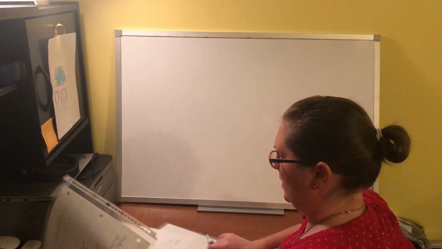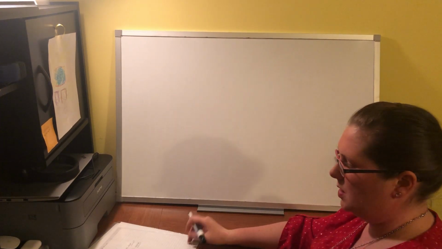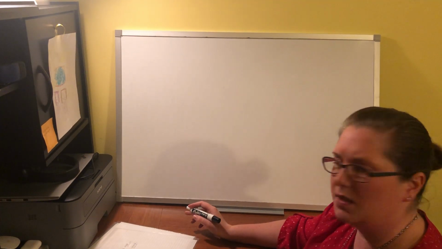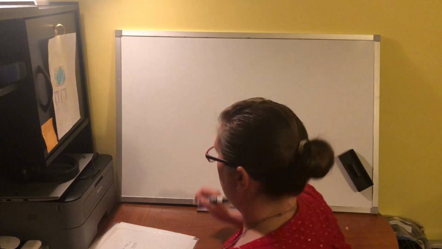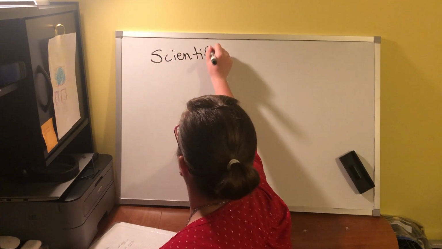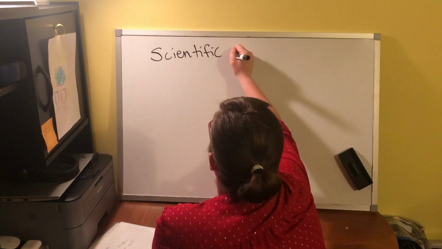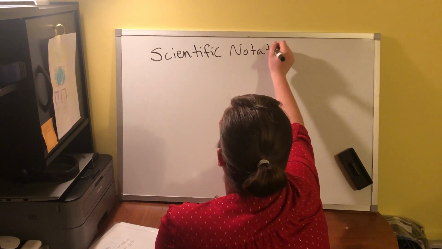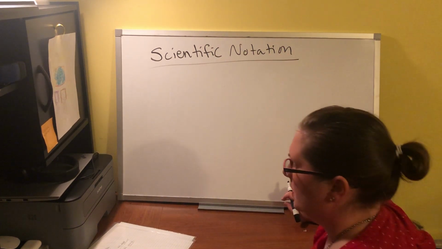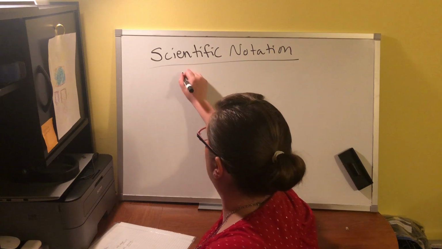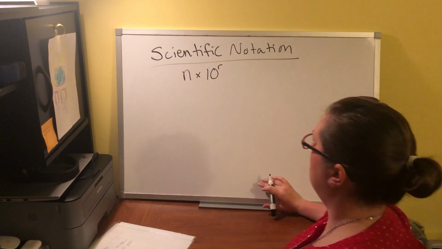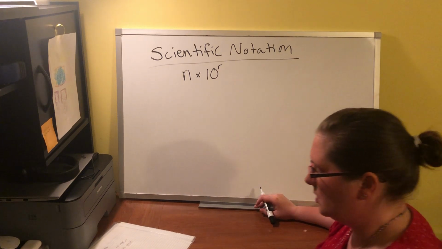All right, the last thing in this section is dealing with scientific notation. So we've done this before, okay? So we're just going to go ahead and go over this again briefly. All right, scientific notation. We've done this before, okay? So this is in the form of n times 10 to the r power, right? We know that's scientific notation.